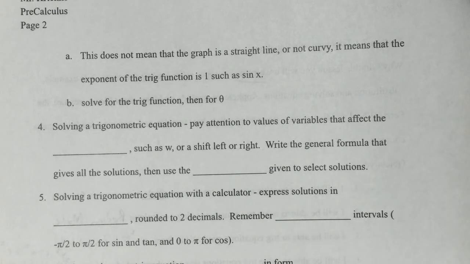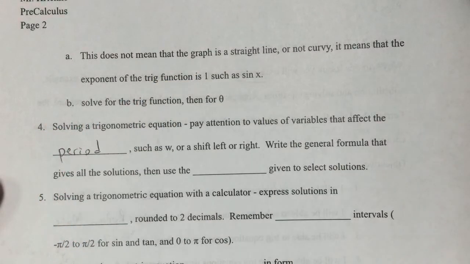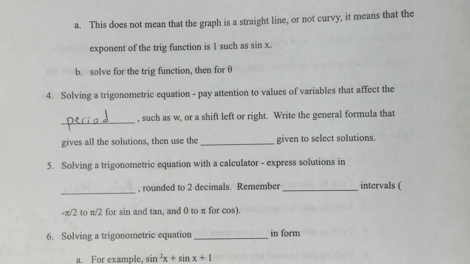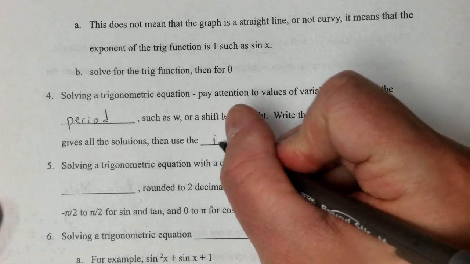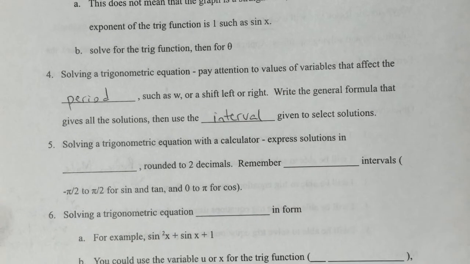Okay, number 4, solving a trig equation. What you want to do is pay attention to the value of variables that affect the period, such as w, or shifting left or right. Then write a general formula that gives all the solutions. Then use the interval given to select your solutions.